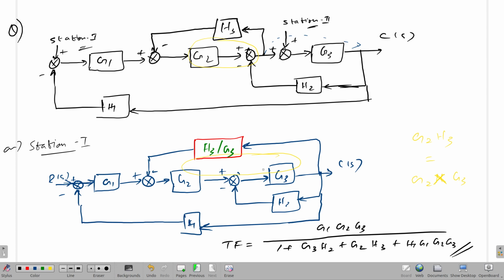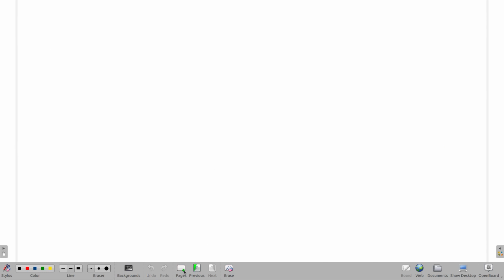So remember, similarly, when you're doing other multi-input, multi-output systems, when you're asked to find the transfer function for a particular input and a particular output, just make the other inputs 0, and if there are any other outputs, ignore that particular output branch. Just continue with the remaining. That's all. Okay, so now let's see how we do station 2.